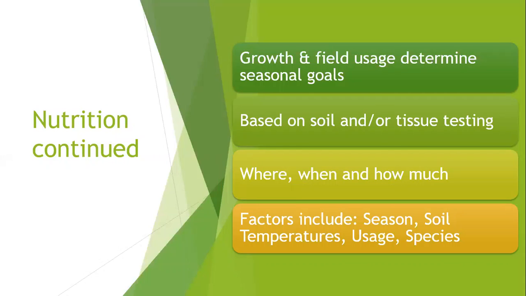Growth and field usage really determine what our seasonal goals for fertilizer are going to be. And it's based on soil and/or tissue testing, something that we do a considerable amount of as turf professionals. When, where, and how much product to be used, and some of the factors that influence this decision include the season, soil temperatures, usage, and species.